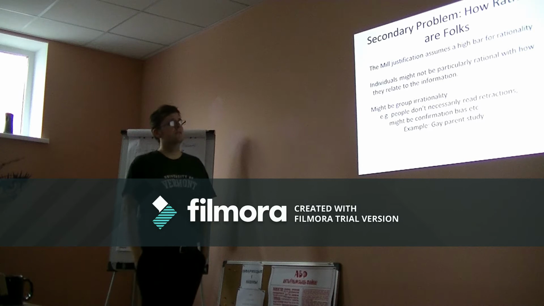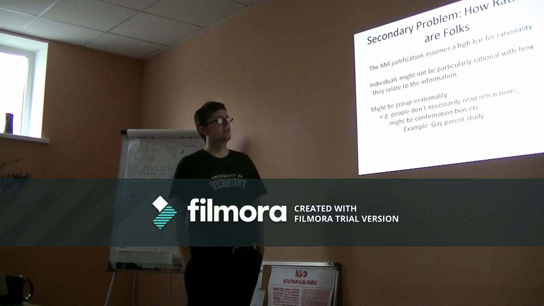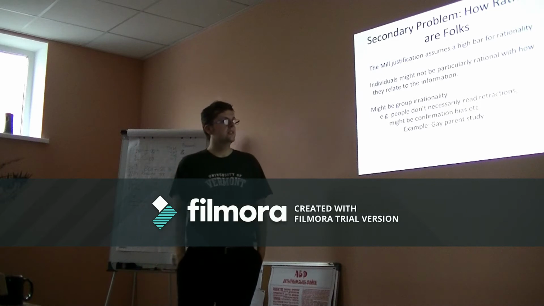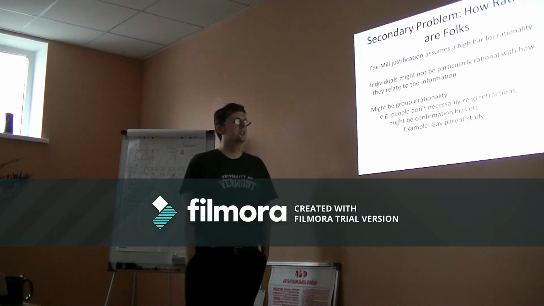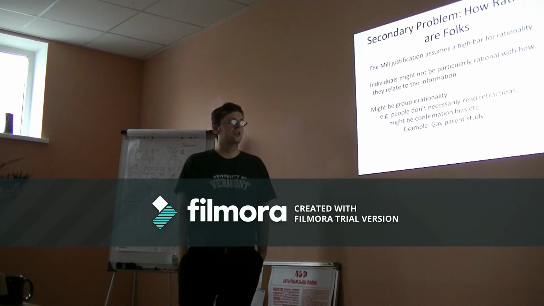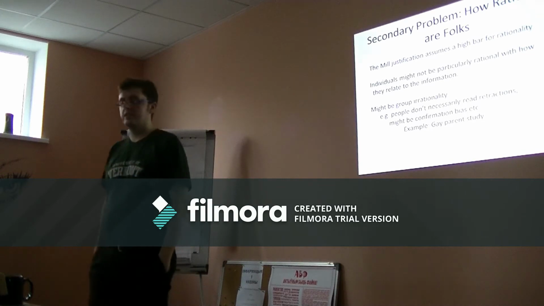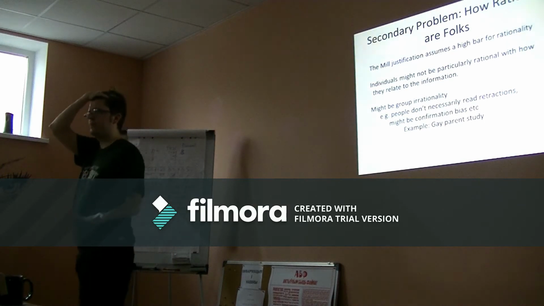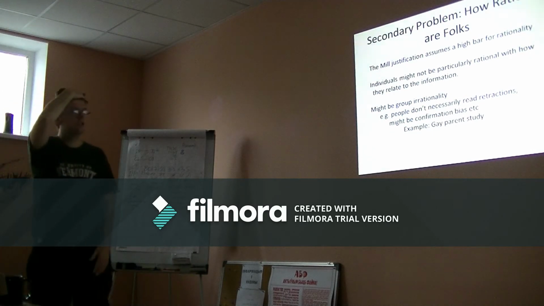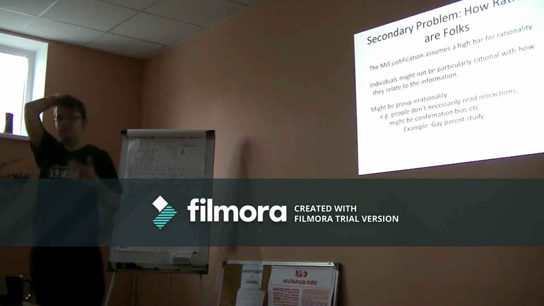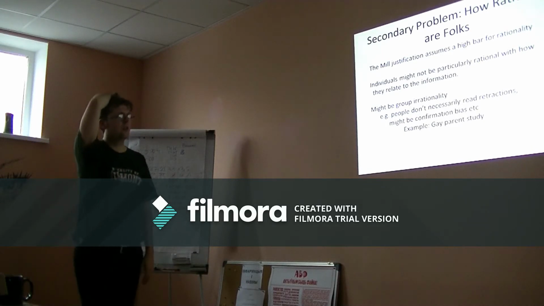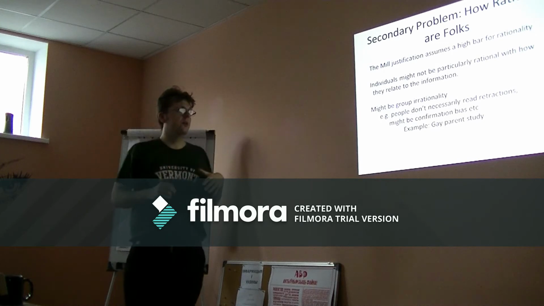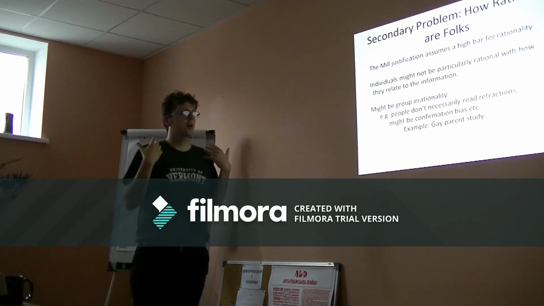The second problem is that this justification assumes a very high bar in terms of how rational people are. There's a risk that individuals might not be particularly rational in how they relate to the information that's released. There might be a kind of group irrationality. It's not the case that people necessarily read retractions. There might be confirmation bias. A decent example is a lot of people who are opposed to gay adoption, or people concerned about the MMR vaccine potentially causing autism in children. In both cases they do so on the basis of a single study, which has subsequently been called into question in terms of its methodology by later research, but nonetheless they still repeat the claims based on it and still promulgate these ideas.